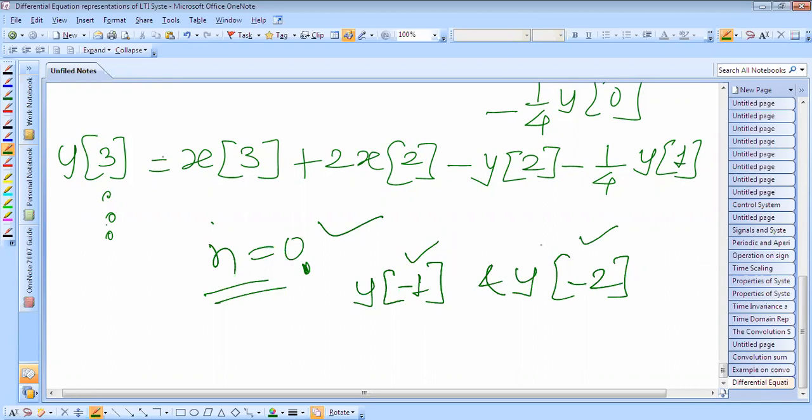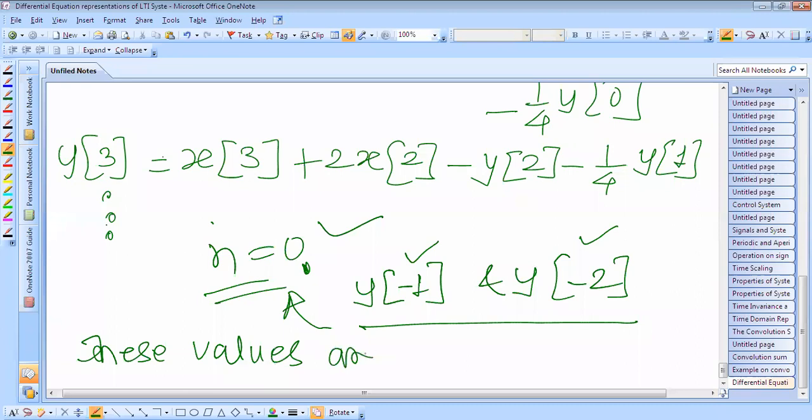So we should know the two most recent past values of the output when you start computing the output of the system by putting n equal to 0, and these values are known as the initial conditions.